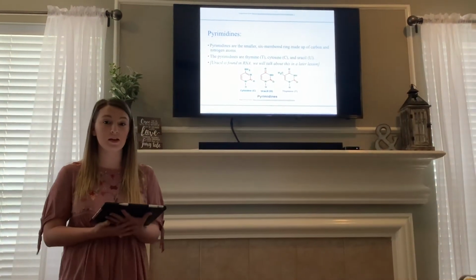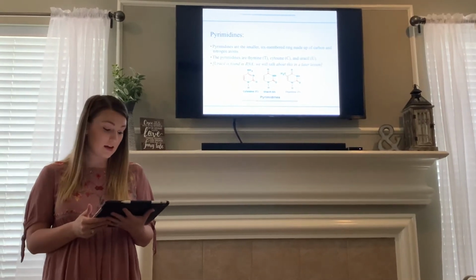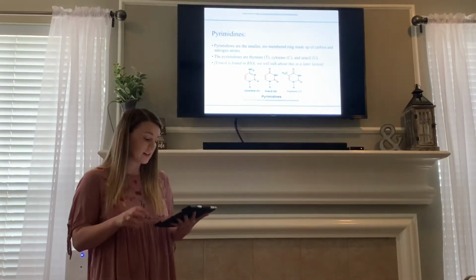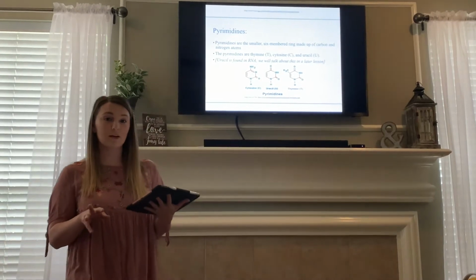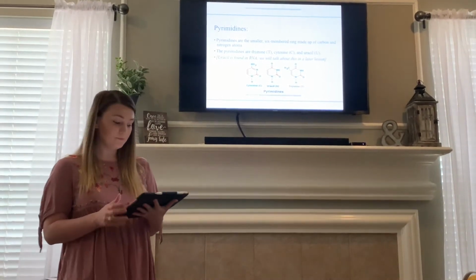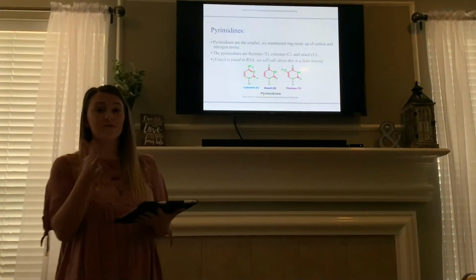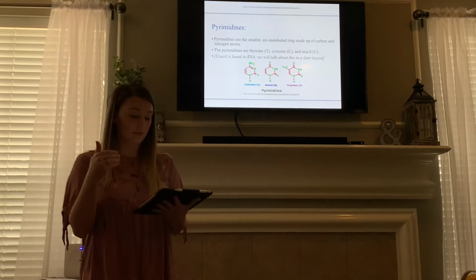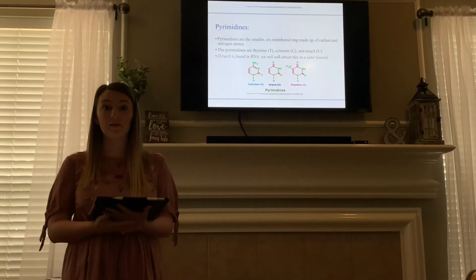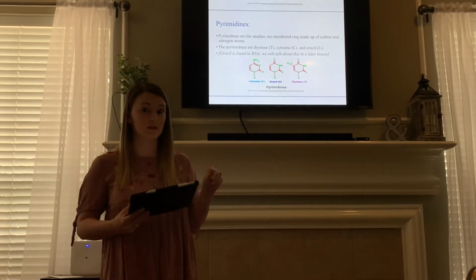Next are the pyrimidines. This is the other molecule that we have that makes up DNA. And these are smaller, they're only a 6-member ring, and they're made up of carbon and nitrogen. The pyrimidines are thymine, cytosine, and uracil. So uracil is found only in the RNA, but we're going to talk about that later on when we get to RNA. So for now, let's just focus on thymine and cytosine.